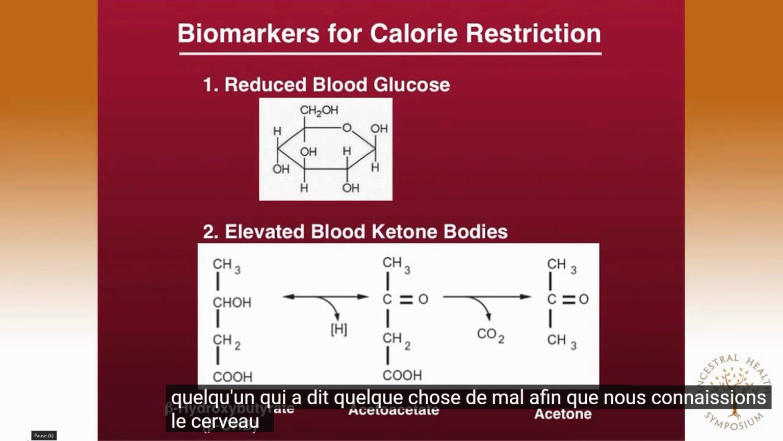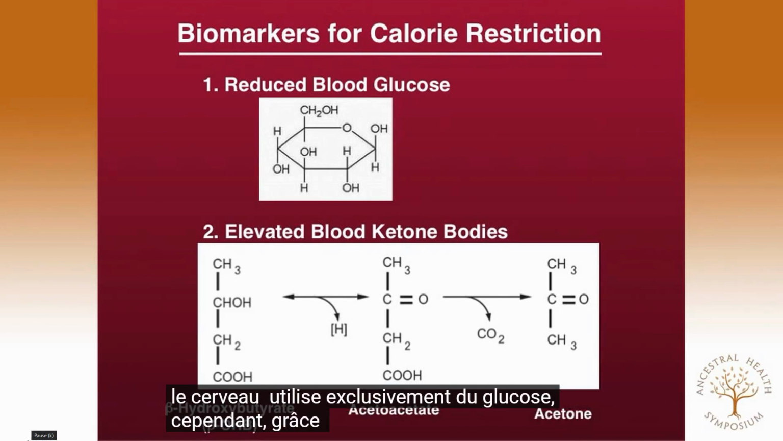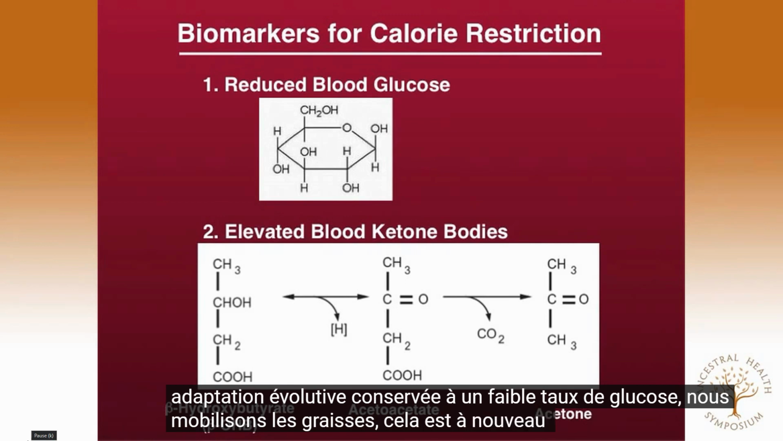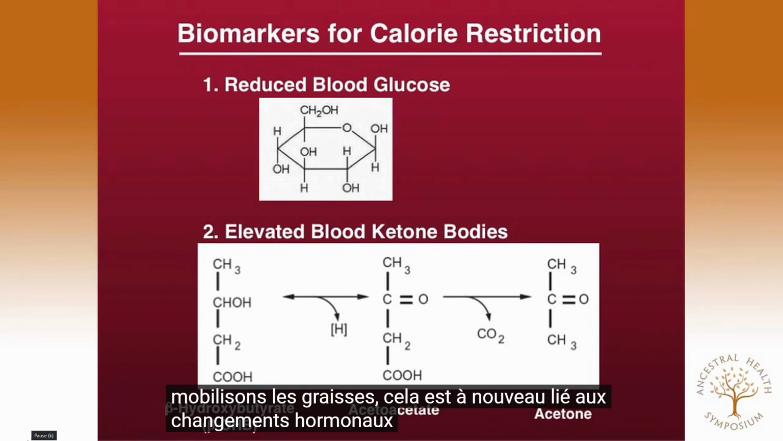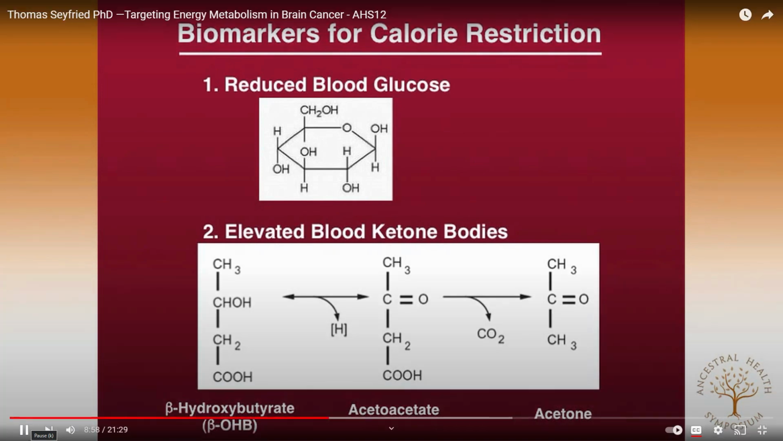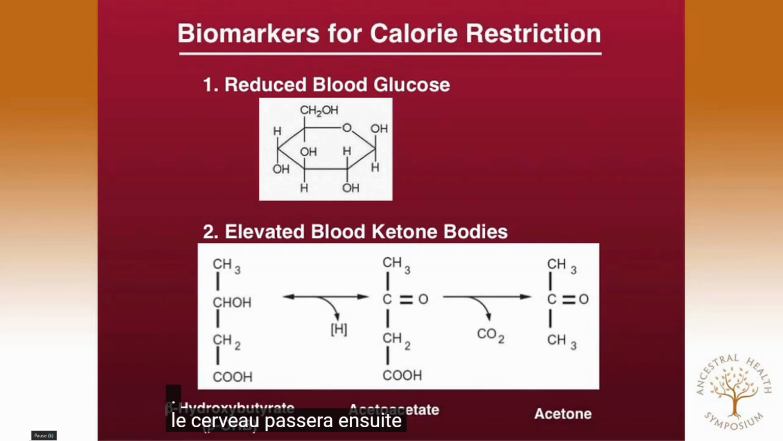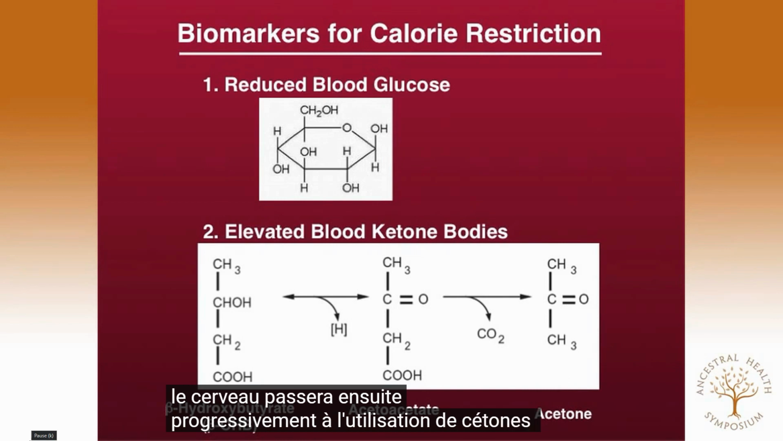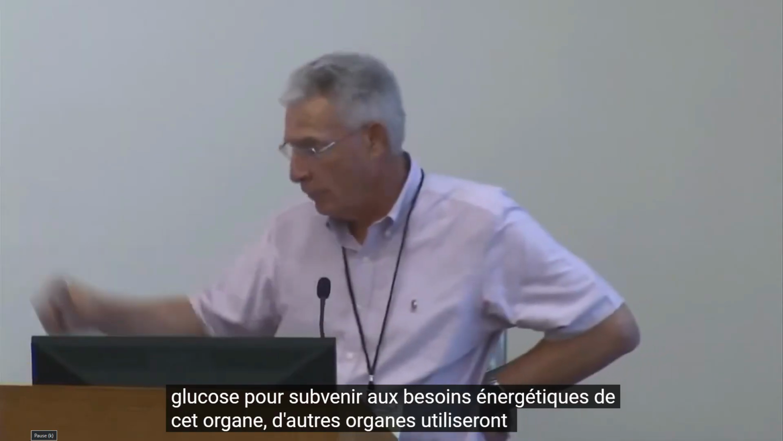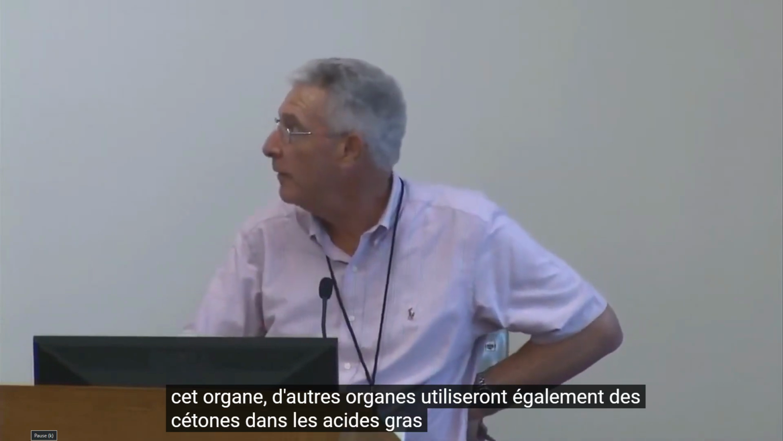So we know the brain uses glucose exclusively. However, through an evolutionarily conserved adaptation to low glucose, we mobilize fats. This is related to hormone changes, insulin and glucagon. The 3 major ketone bodies are beta-hydroxybutyrate and acetoacetate; acetone is a non-enzymatic degradation product of acetoacetate. The brain will then transition gradually over to ketone use as an alternative to glucose to subserve its energy needs. Other organs will use ketones as well as fatty acids.